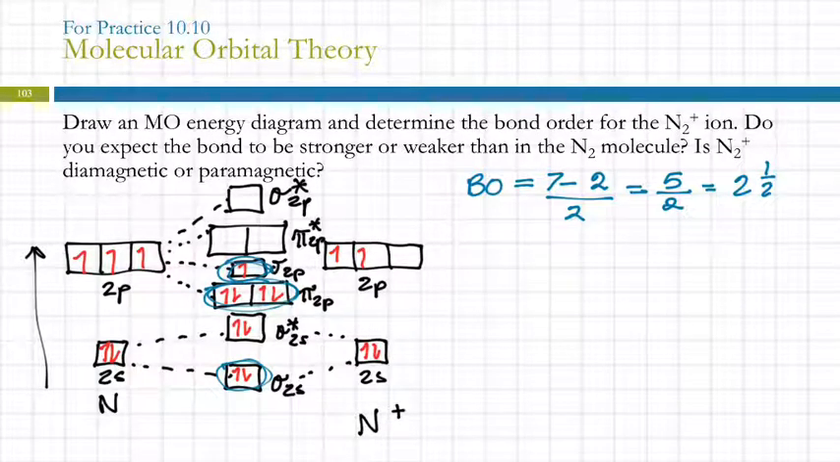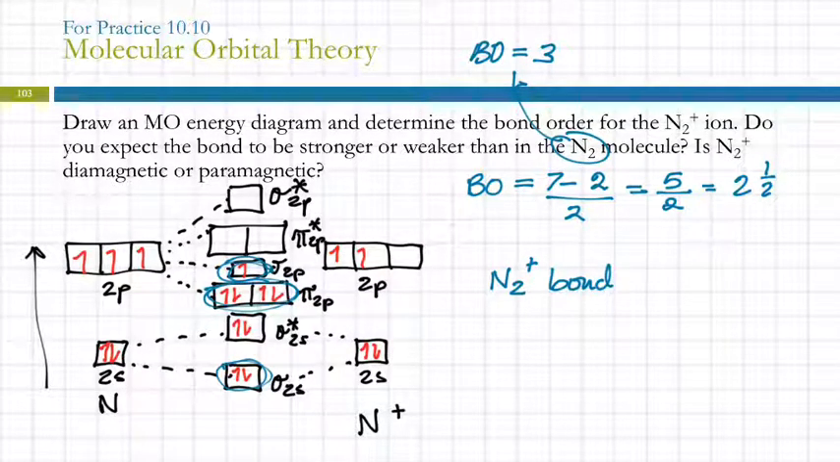So that's the bond order for the N2 plus ion. For the N2 molecule, the bond order was 3. It's on a previous slide if you don't believe me. So, which is stronger, the bond in the N2 or the N2 plus? The N2, the one with the larger bond order, is stronger. So, the N2 plus bond is predicted to be weaker than N2.